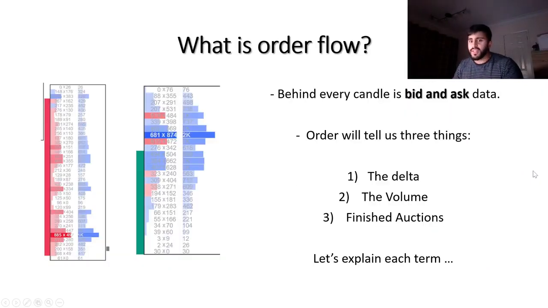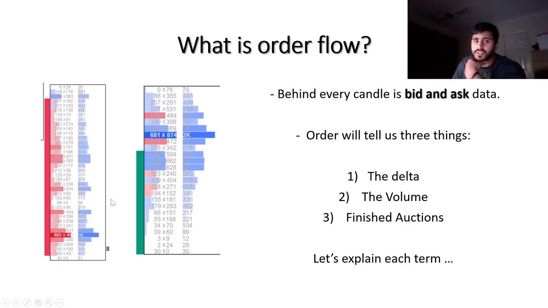So what is order flow? Let's get into it. So every candle will have 2 numbers associated within it, which is something that a lot of people don't even know. You have the bid and you have the ask. And the bid and the ask give us 3 very, very important things: the delta, the volume, and finished auctions, which is something we're going to get into now. But think of it this way. The bid represents aggressive sellers and the ask represents aggressive buyers.